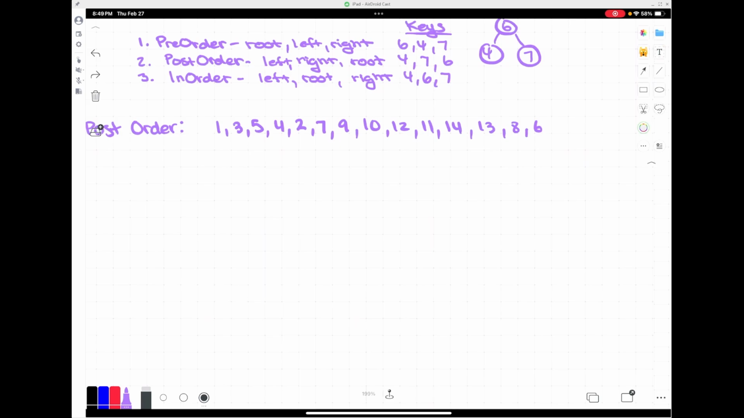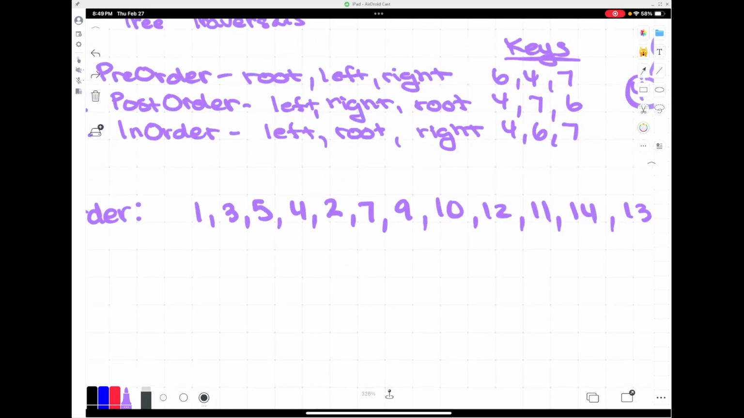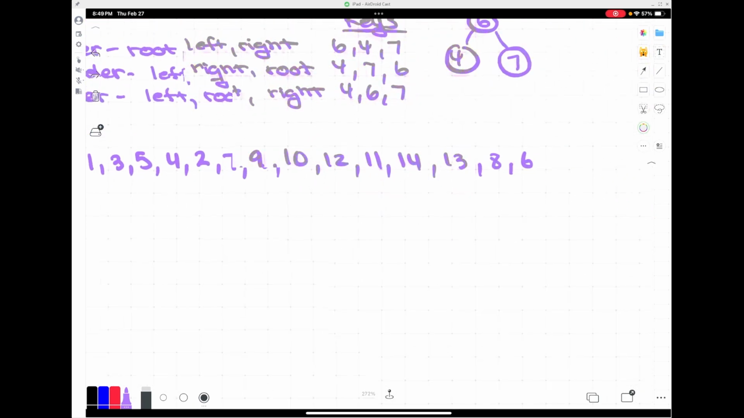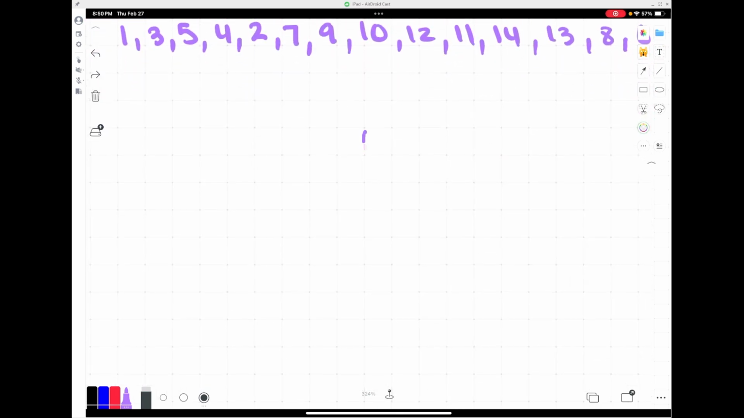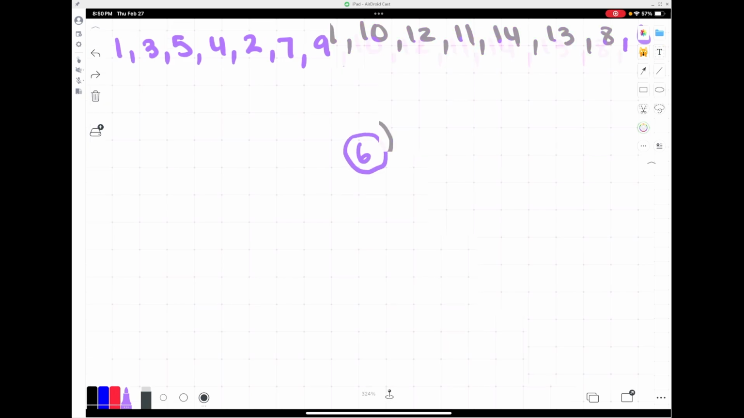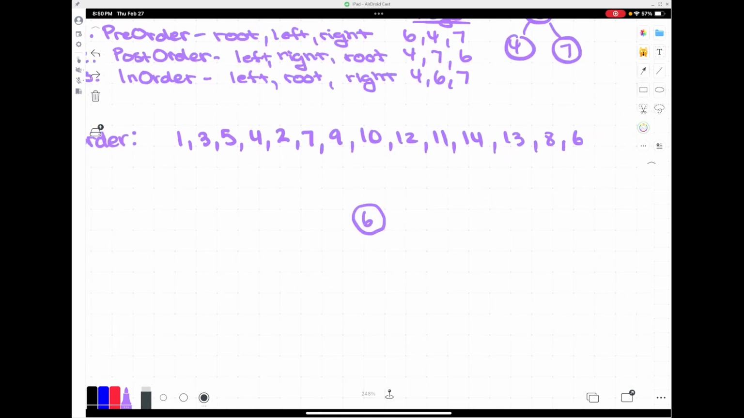So post order, if we look, it's left, right, root. So the root would be the last number of the list, which is 6. So I'm going to draw a 6 node here, and that is our root. Now what is less than 6 here? Looks like everything here is less than 6. And then what is greater than 6? Everything on this side.